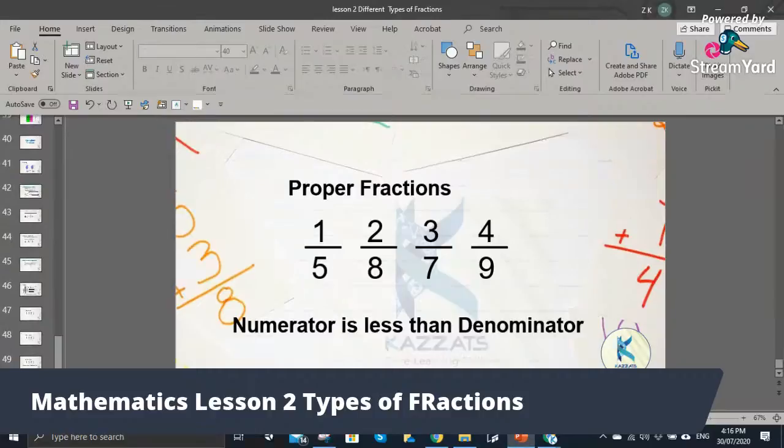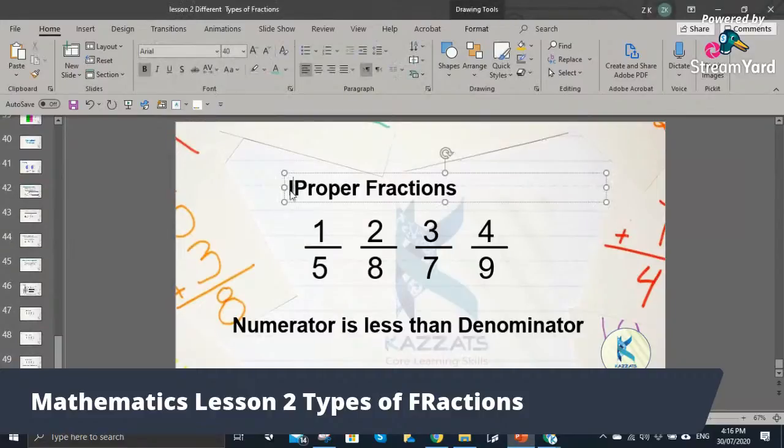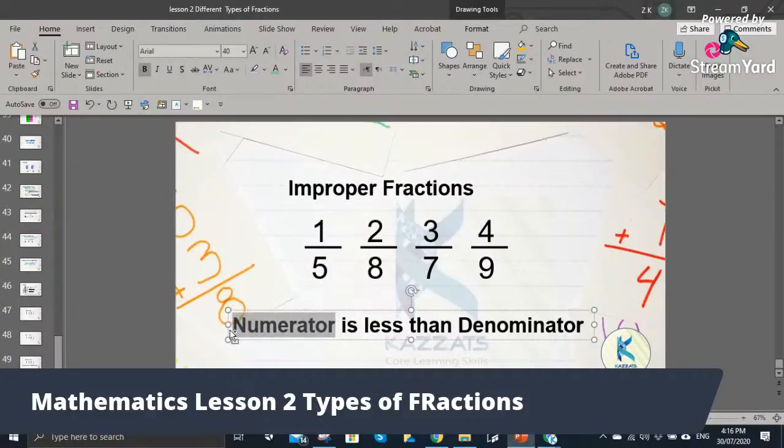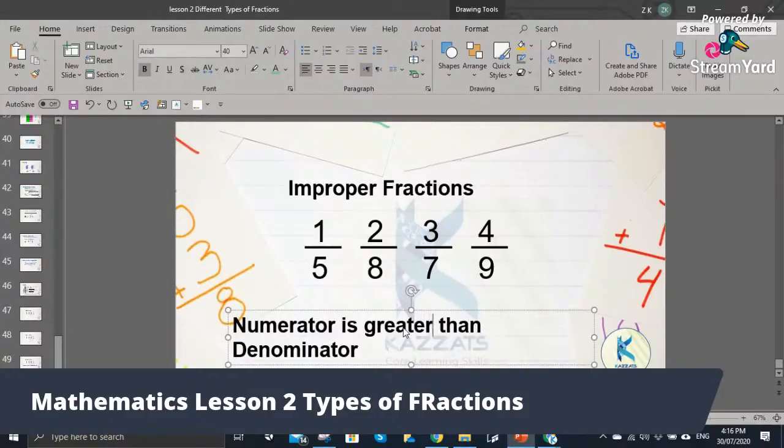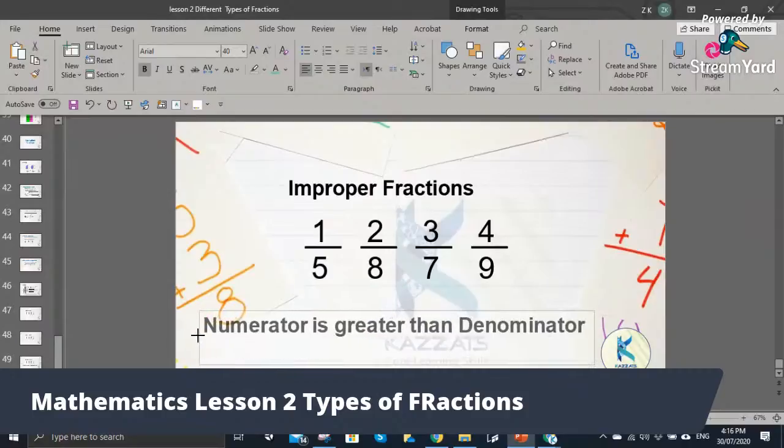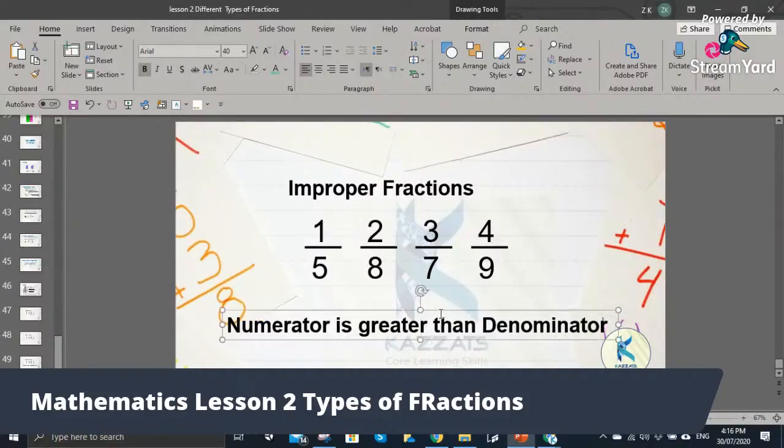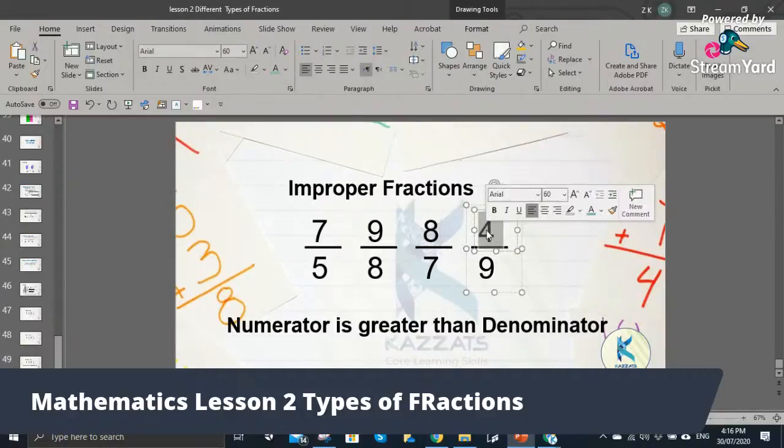But if we are talking about improper fractions, then what is it like? It's the opposite case. Now, the numerator will be greater than the denominator. For example, let's make these examples unlike fractions. If we are talking about 1 over 5 and I write 7 over 5 over here, I write 9 over 8 over here, I write 8 over 7 over here, and I write 9 over 9 over here.